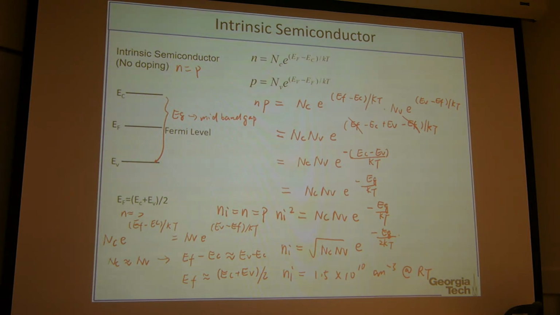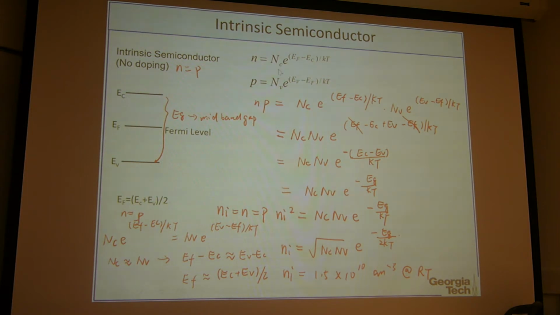Intrinsic means no doping, pure silicon, for example. If there is no doping, then N equals P, because when you break a bond, you get one electron and one hole. So you get a pair of electron and hole, then N equals P. If N equals P, then you can derive that the Fermi level is almost in the middle of the band gap. You can do this by using N equals P.